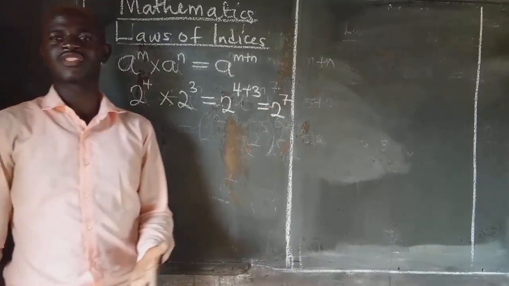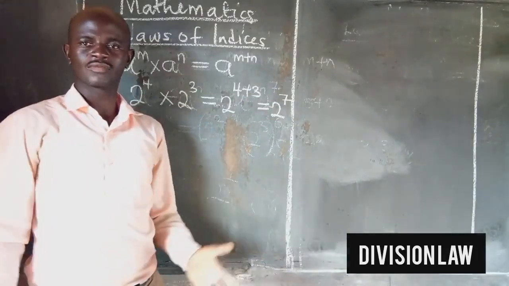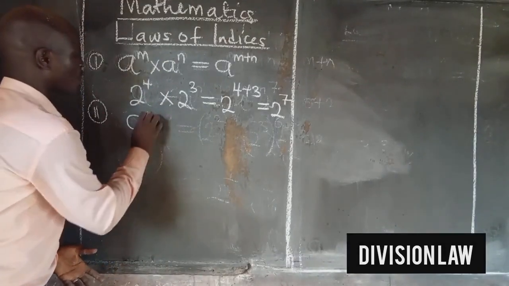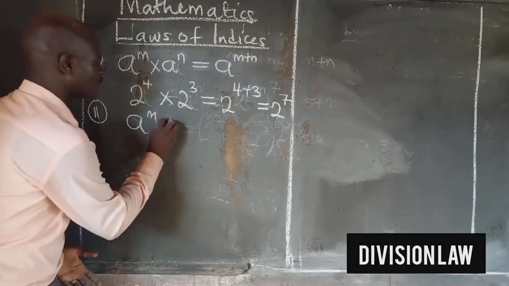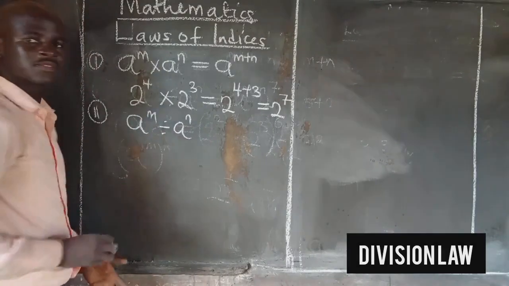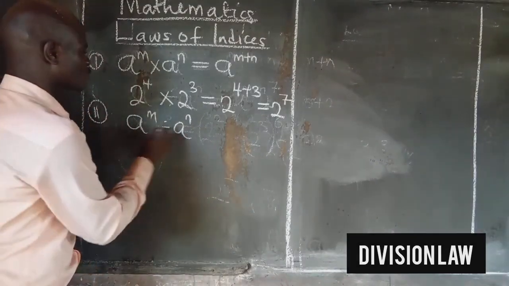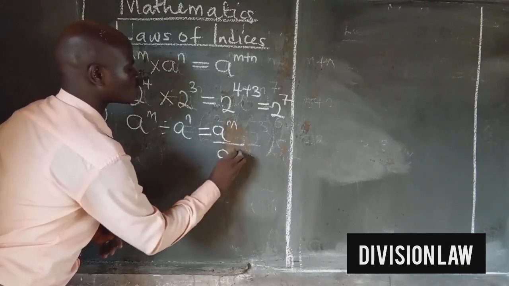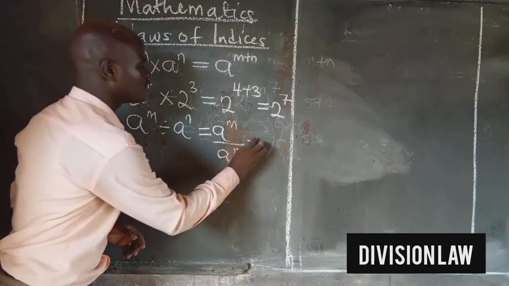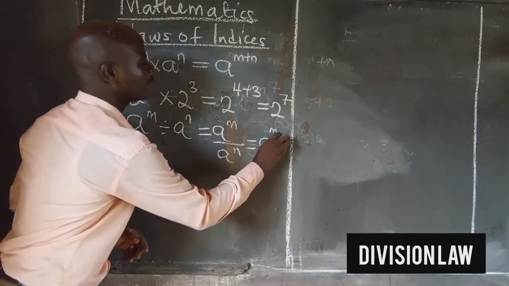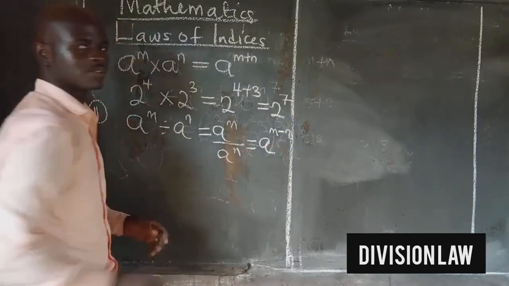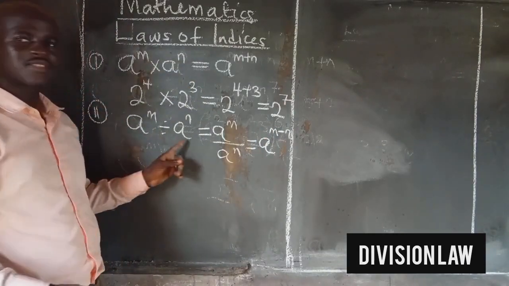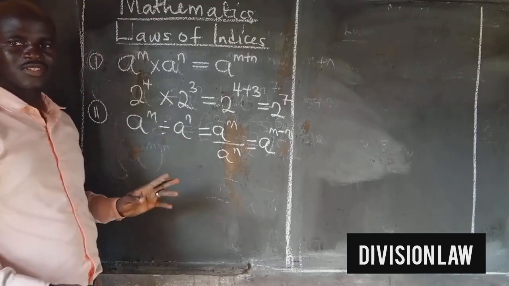Another one that we want to consider is the division law. It states that if we have a raised to power m divided by a raised to power n, and you will agree with me that this one is the same thing as a raised to power m over a raised to power n, it will now give us a raised to power m minus n. You should not forget as well that the base must be the same.